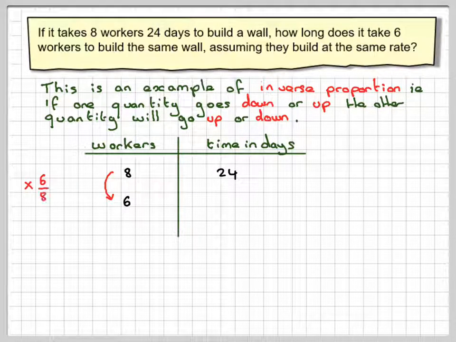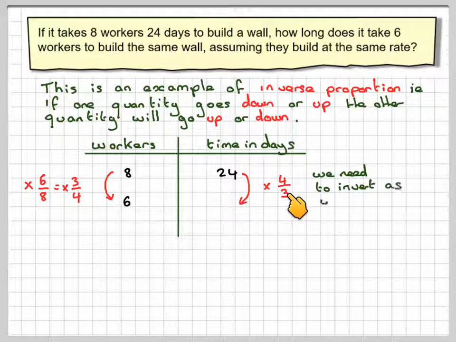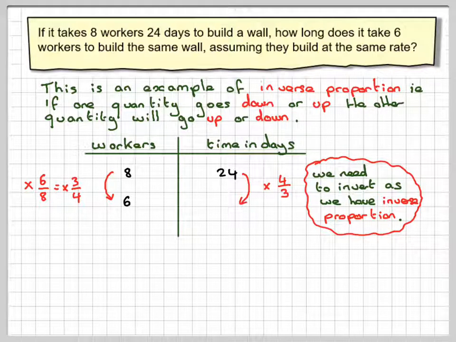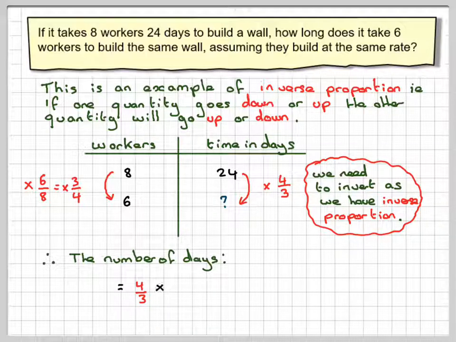So the answer is we multiply by 6 over 8. That actually cancels down to 3 over 4. So if we have to multiply this by 3 over 4, and because this is going to go up, then what we do is we take the reciprocal, or flip the fraction, and write it as 4 over 3. And then we need to invert, as we have what's known as inverse proportion, and then that will give me what I need to find. So the number of days will be 4 over 3 times 24.